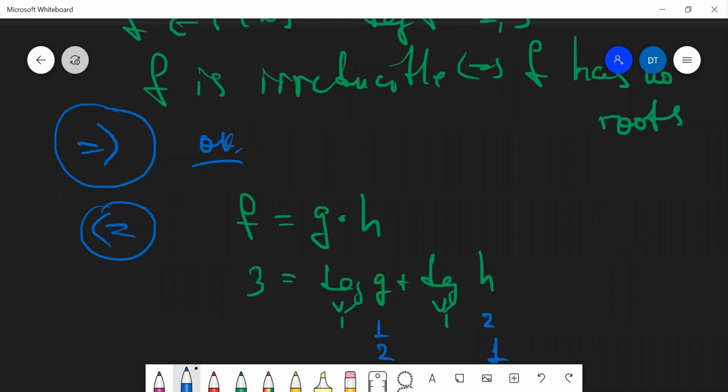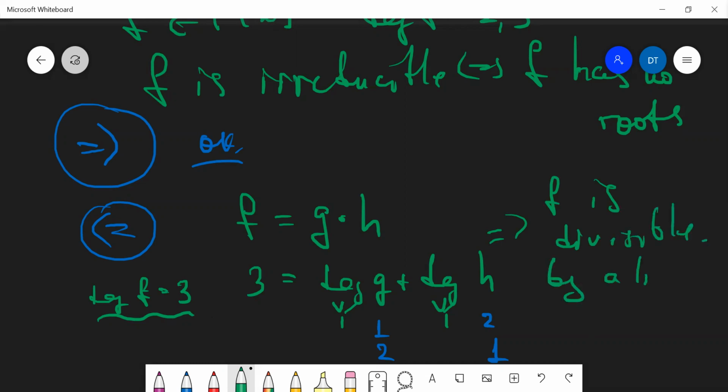That's for degree 3. Here I consider the case where the degree of f is 3. In either case, either g or h is linear. But if g or h is linear, this simply means that f has a root, because if f is divisible by a linear polynomial, it has a root. So f is divisible by a linear polynomial. Hence, it has a root. And this is a contradiction in case the degree of f is 3.